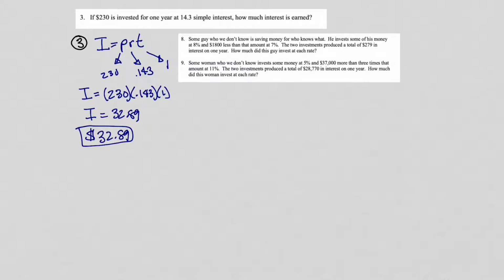Number 8, some guy that we don't know, maybe is saving money for who knows what. He invests some of his money at 8% and $1,800 less than that amount at 7%. So he's got two investments, one at 8%, one at 7%, and they produce a total of $279 in interest in 1 year. How much did this guy invest at each rate? Okay, well, as we read through this, here's how I read this.